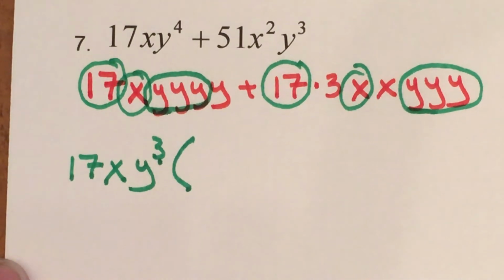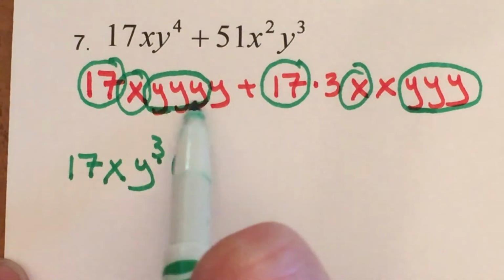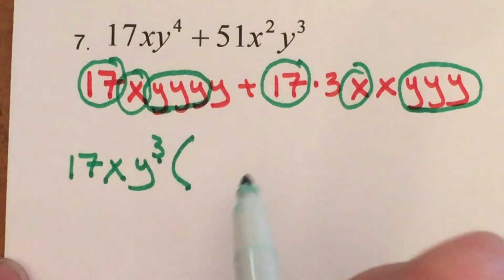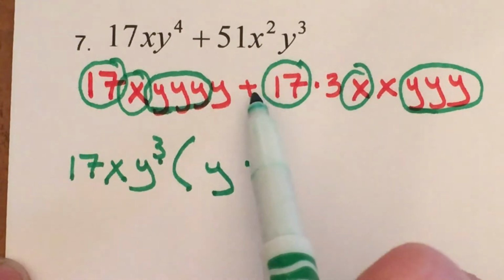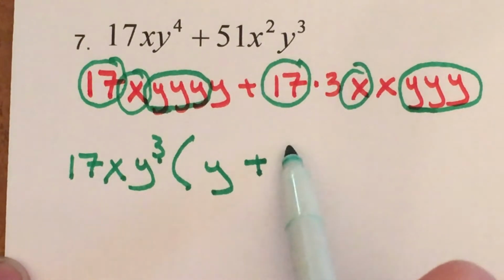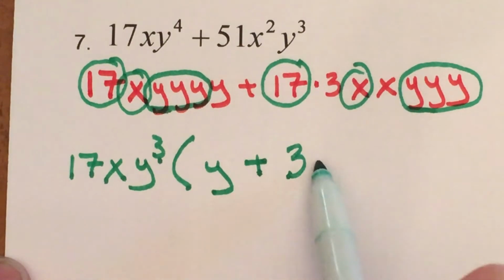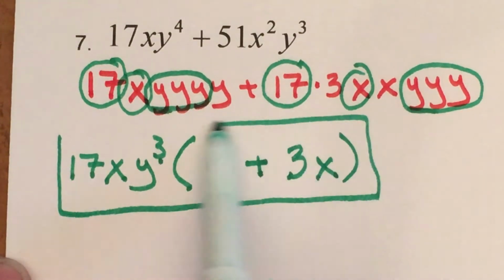What don't they have in common? Parentheses. In my first term, what remains there? Good, a y. Plus, what remains from my second term? A 3 and an x. Great. This is it. That's your final answer.